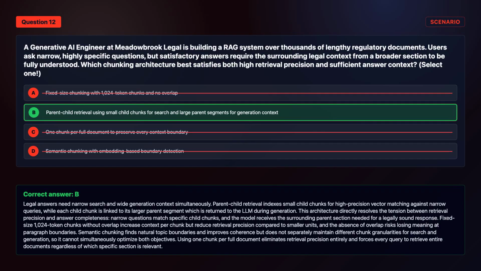Fixed size 1024 token chunks without overlap increase context per chunk, but reduce retrieval precision compared to smaller units, and the absence of overlap risks losing meaning at paragraph boundaries. Semantic chunking finds natural topic boundaries and improves coherence, but does not separately maintain different chunk granularities for search and generation, so it cannot simultaneously optimize both objectives. Using one chunk per full document eliminates retrieval precision entirely and forces every query to retrieve entire documents regardless of which specific section is relevant.